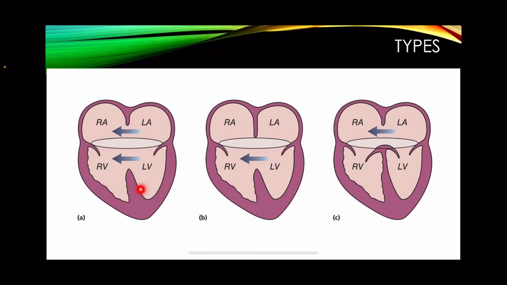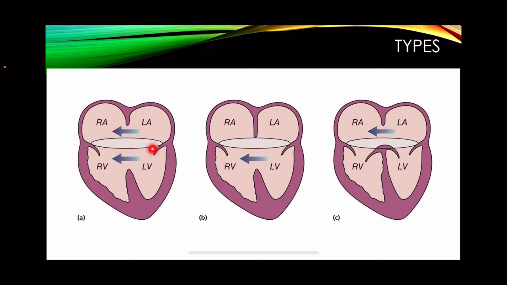Type A here is the complete AV canal, where we have communication between the two atria and communication between the two ventricles. Classically these communications are big and non-restrictive, with just one hole separating the upper part from the lower part of the body of the heart. So this is called a common AV valve.